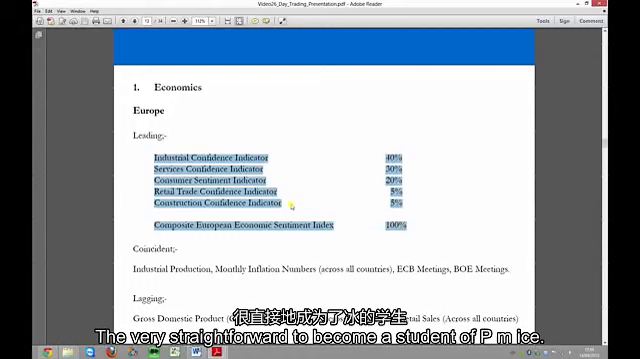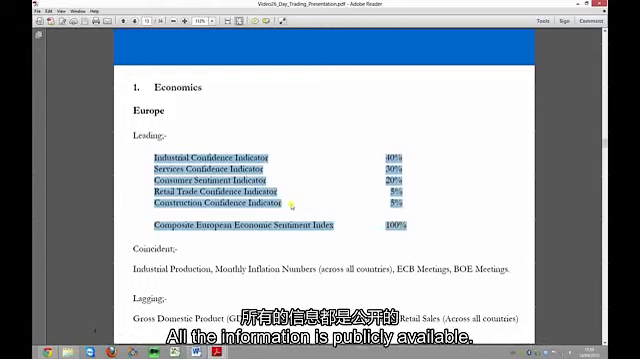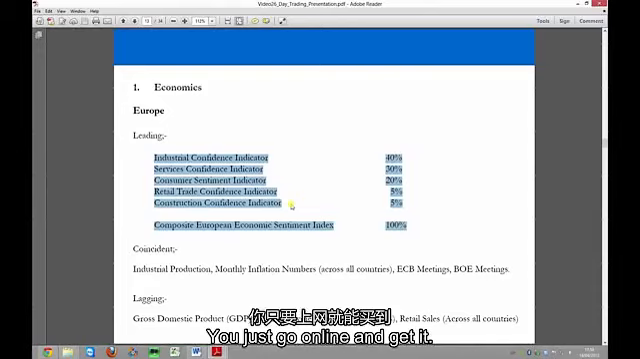Very straightforward to become a student of PMIs. All the information's publicly available. You just go online and get it.